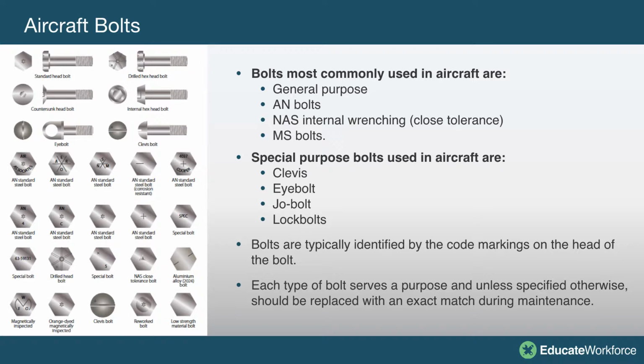Most commonly used bolts in aircraft are going to be general purpose AN, which is Air Force Navy, NAS, which is National Aerospace, which is an internal wrenching type bolt, and the MS, military standard bolts. Special bolts used are going to include a clevis bolt, an eye bolt, a jaw bolt, and a lock bolt. Bolts are typically identified by the codes or the markings on the head of the bolt. Each type of bolt serves a purpose and, unless specified otherwise, should be replaced with the exact matching bolt during the maintenance process.